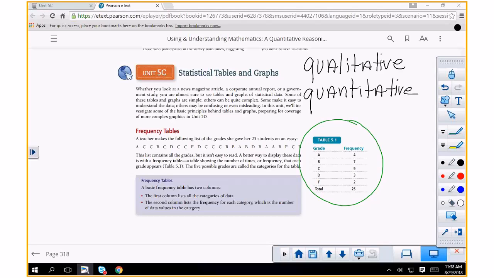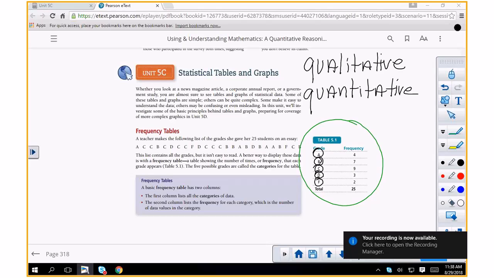Okay, quantity has to do with numbers. Quality has to do with categories. In this case, not numbers. These are categories. Why are they categories? Because they describe something. They describe the score of 90 to 100, 80 to 89, 70 to 79, 60 to 69, and failure. Okay?